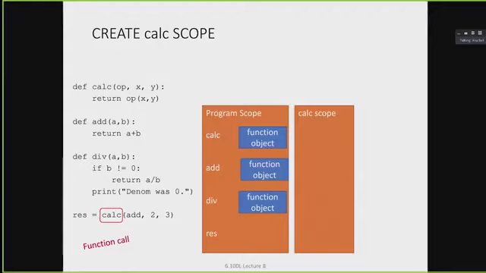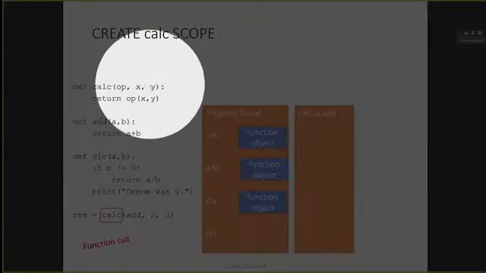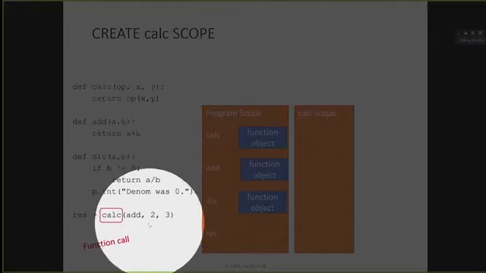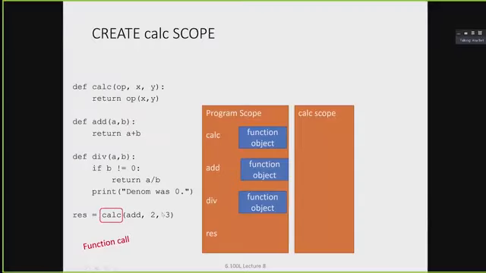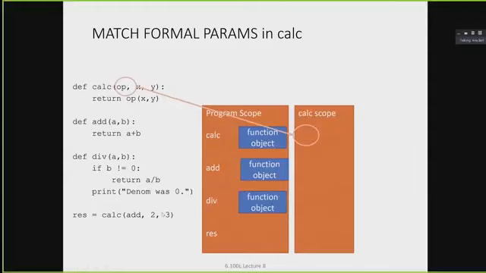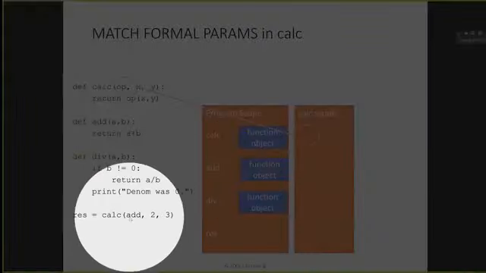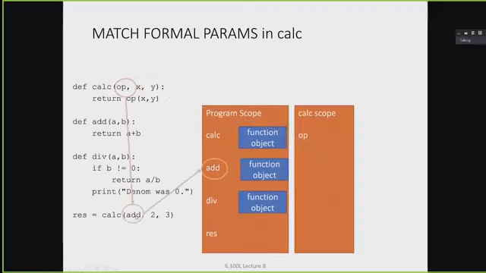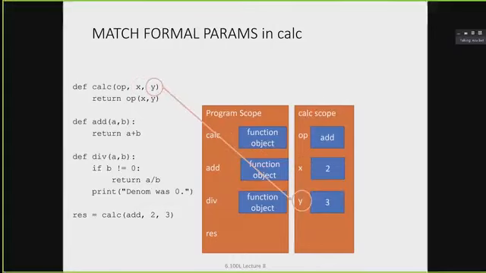First thing we need to do is take every single one of our parameters and map it to the actual parameters. So the first parameter is op. It gets mapped to add. The next parameter is x, gets mapped to 2. The last parameter is y, gets mapped to 3. Is everyone okay so far? Yes? Okay, I've literally just matched names of formal parameter to actual parameter.